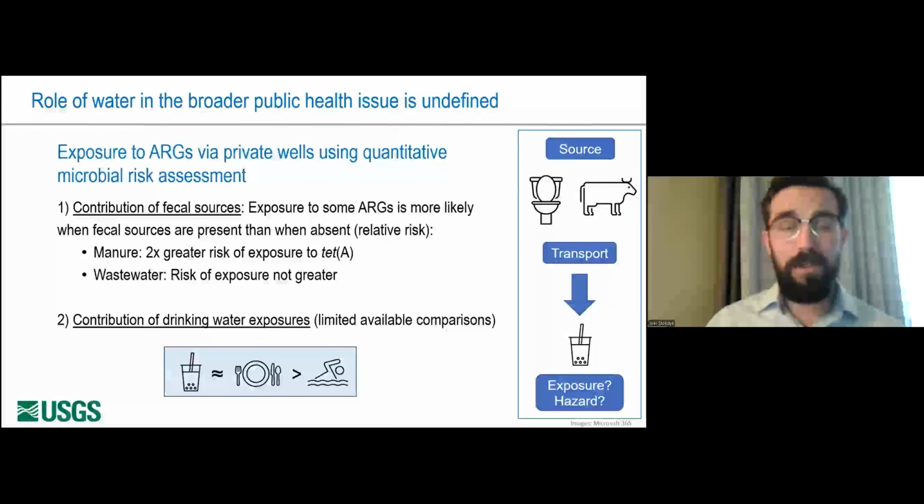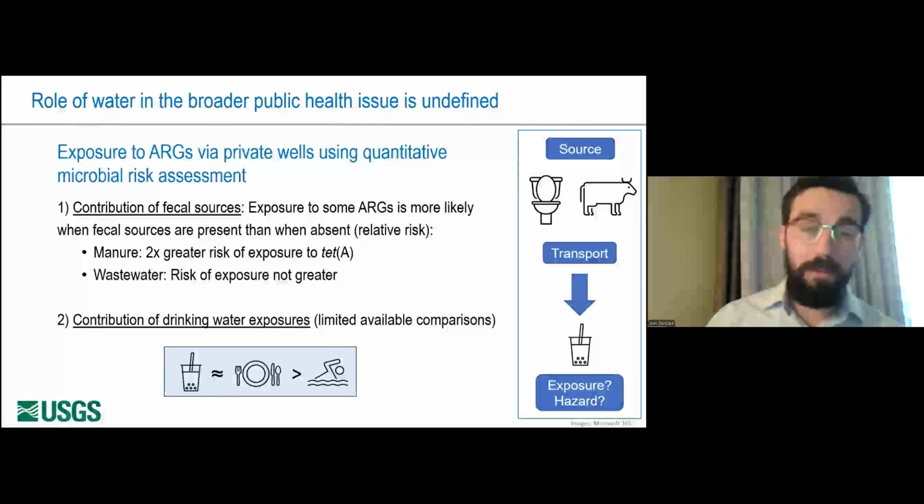And the last thing I wanted to talk about, moving more into implications, is, what does this mean? Well, the fact is the role of water and environmental compartments in the broader public health issue is still undefined. It's something the field is working on. A way that we're approaching this is to think about exposure to antibiotic resistance genes through private well water. And we use a modeling technique called quantitative microbial risk assessment to assess that risk of exposure. There are 2 points we glean from this risk assessment.